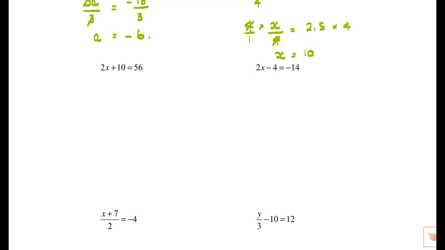So we need to think about the order in which we undo, remembering that it is in the reverse order of operations. So that means we need to undo any addition and subtraction first. So with this one I'd undo the addition, and the addition is plus 10, and we're going to undo it by subtracting 10 from both sides. That should be subtract, not divide. So let's do that to both sides.